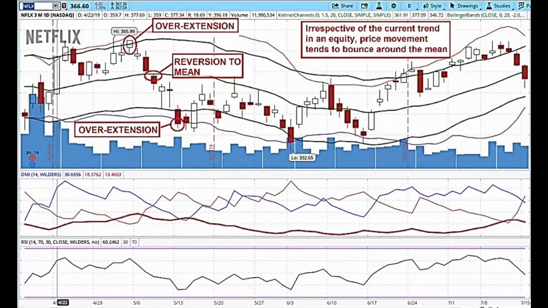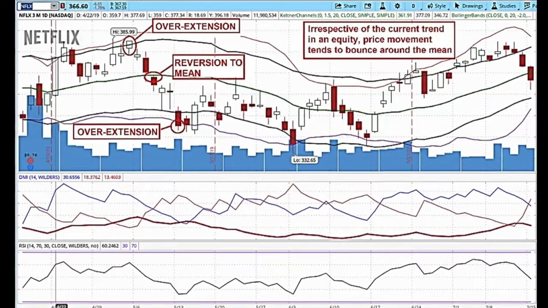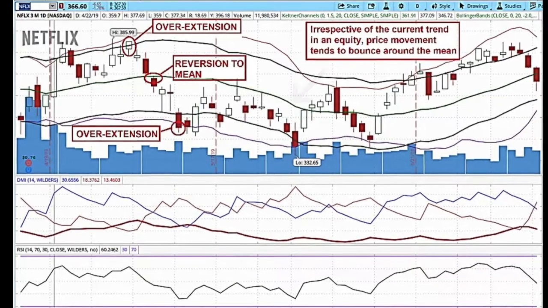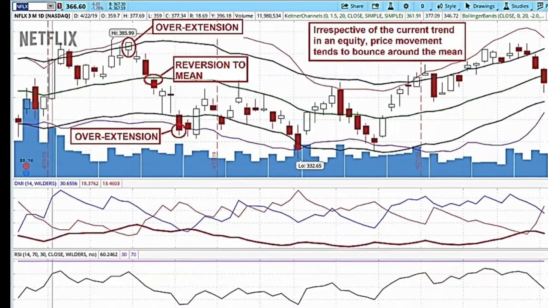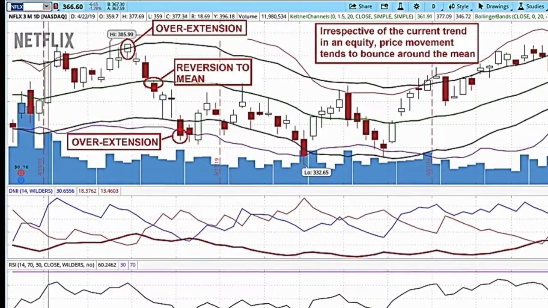This Netflix chart shows what it means. Notice that Netflix is enveloped in these three lines called Bollinger Bands. This technical indicator, also explained in the book, encompasses 95% of the price action of an equity.